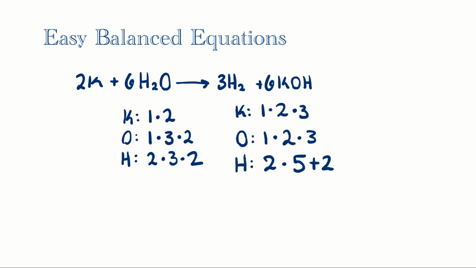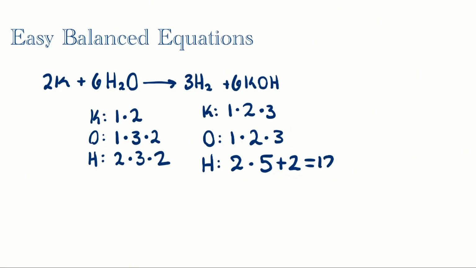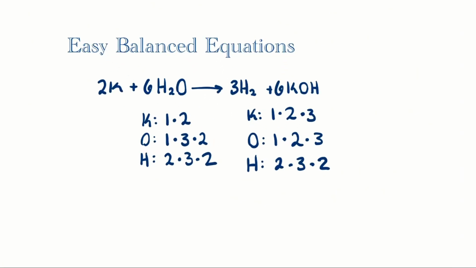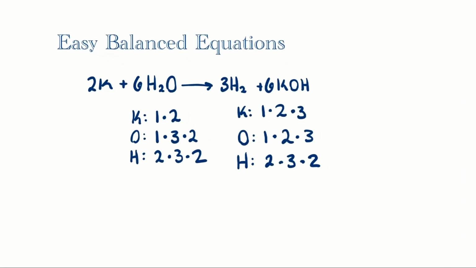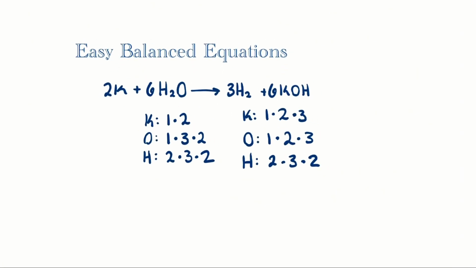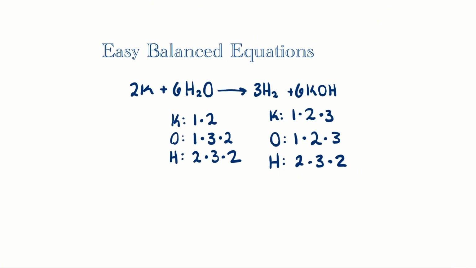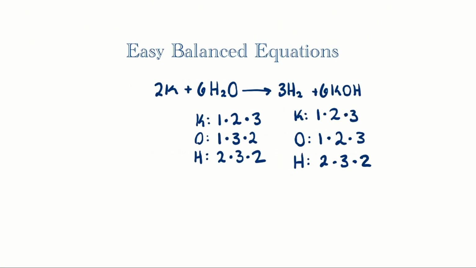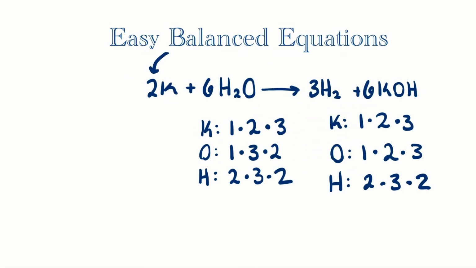And that's going to give me my 12. So that balances out, which is really convenient. And it also doesn't change anything else. So then let's take a look. The only thing left is we need to balance this potassium. And that's also easy, because then I can just multiply that by 3. And that gives me 6.